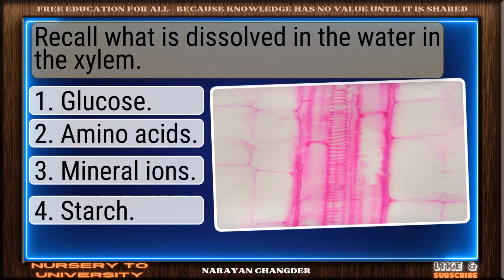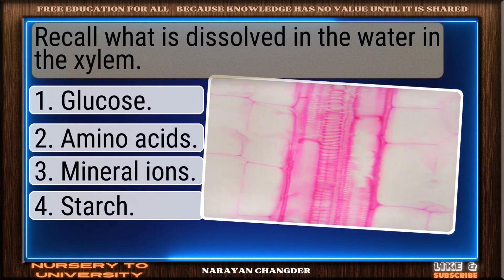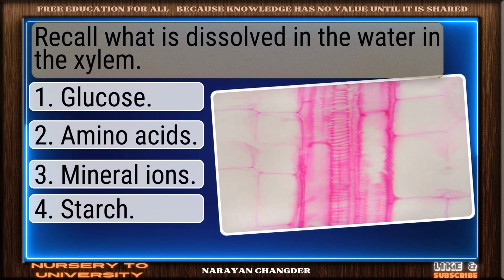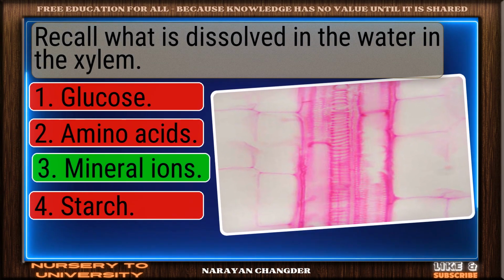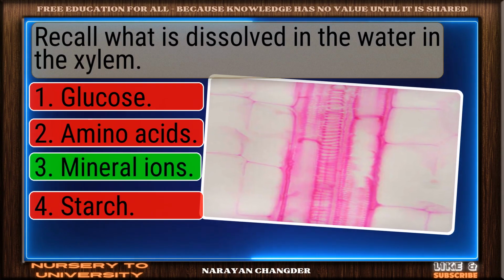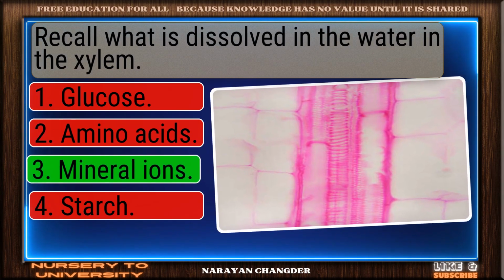Question number 10. Recall what is dissolved in the water in the xylem? Correct response. Mineral ions is the most accurate answer.